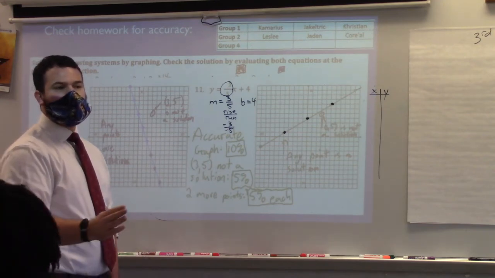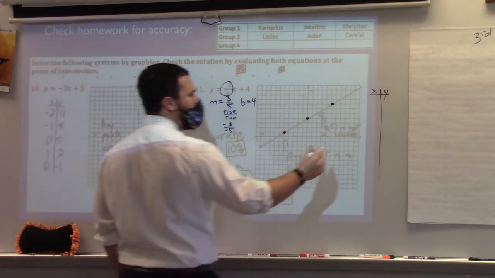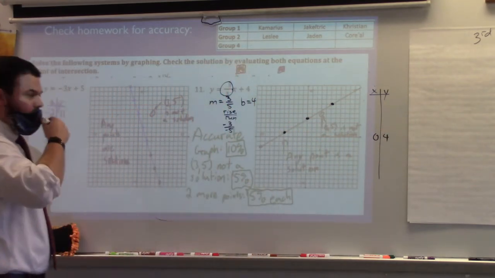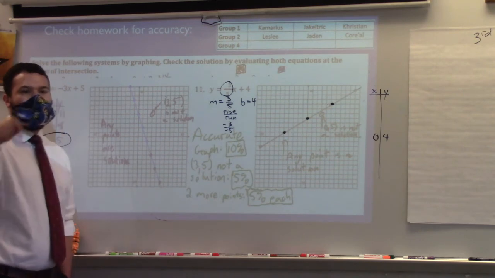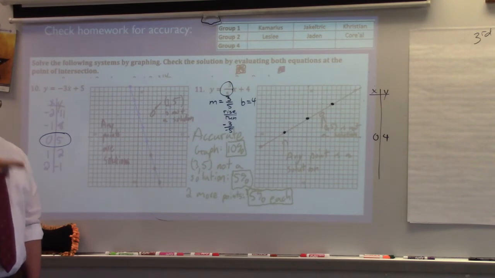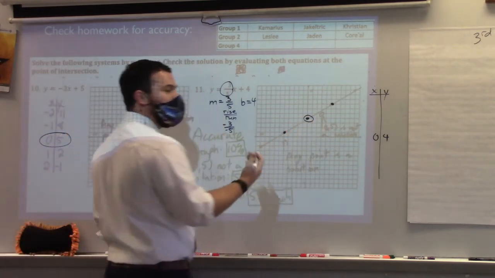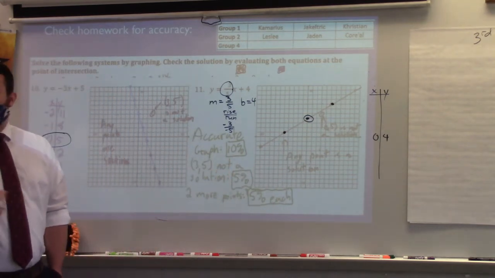Where am I going to center my x values? 0. The y value is 4, right? Notice I'm pretty much always centering at 0, because what is the output when the input is 0? What do we call the output when the input is 0? The y-intercept, right? I want to find that y-intercept. That's important.